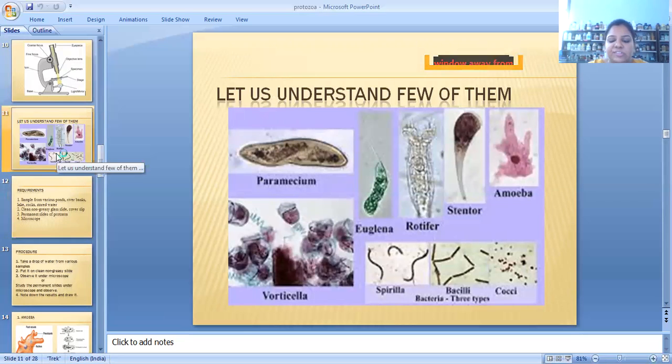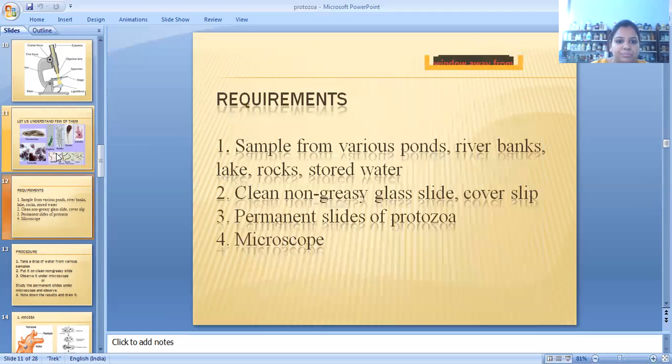Now let us understand a few of them. There are large varieties of protozoa, but here we are going to discuss only a few of them. But just to make you aware, here is the figure of various types of protozoa.